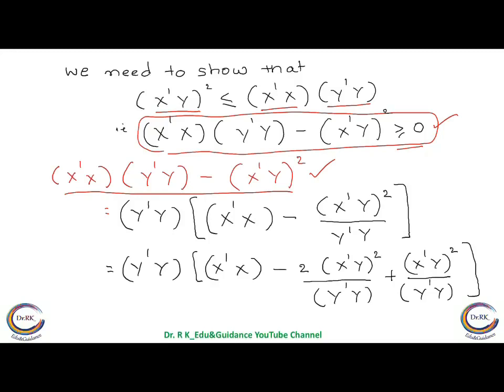Now we take (x transpose x)(y transpose y) minus (x transpose y) whole squared. If we take y transpose y out, then it becomes y transpose y times [x transpose x minus (x transpose y) whole squared by y transpose y]. We need to practice this actually. For mathematical convenience, we can split this term into two parts, minus 2 times the term plus 1 times the term, so that minus 2 plus 1 gives the same thing.